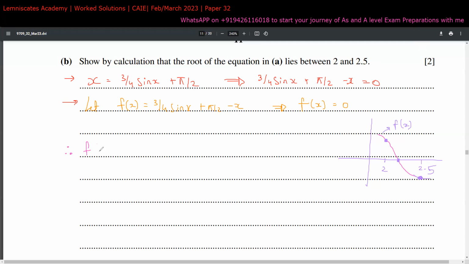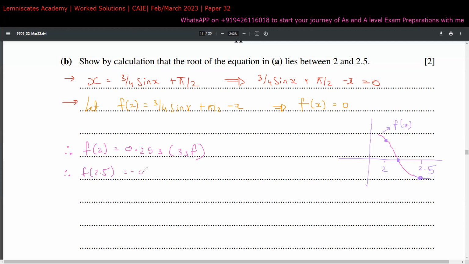So therefore, f(2): if you find it on your calculator, make sure that the values of your sine and everything are in radians, because we are dealing with radians. So 3/4 times sin(2 + π/2) minus 2. Now this gives a positive value, 0.253, for example, correct to 3 s.f. Now f(2.5), I just need to replace all these 2's with 2.5. So let's see, what do I get now?